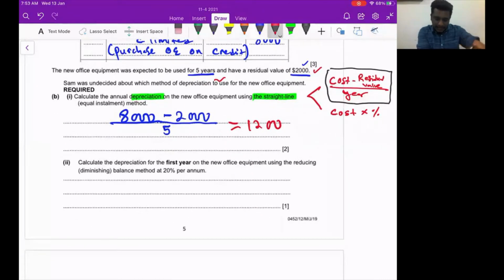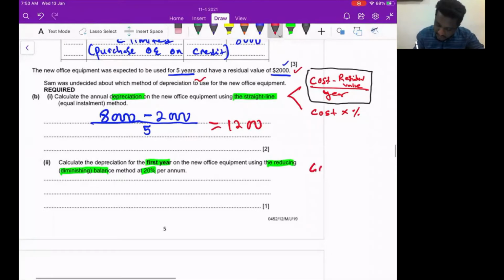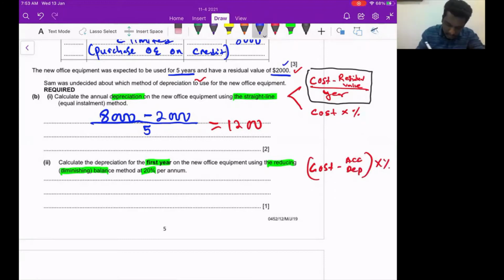Okay, next one is calculate the depreciation for the first year of the office equipment using the reducing balance method, 20% per annum. For the reducing balance method, there is only one formula. We take the cost minus accumulated depreciation, then times the percentage. My cost is 8,000. Accumulated depreciation means the total of the previous years' depreciation.